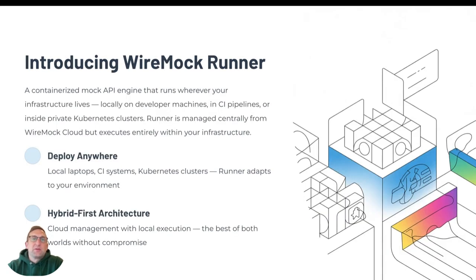So today we're introducing WireMock Runner. WireMock Runner can be deployed anywhere, whether that be local laptops, CI systems, Kubernetes clusters, you name it. It can be inside of your private networks. And we're calling this a hybrid-first architecture, where your mock APIs are managed and versioned and shared across teams for collaboration using the fully hosted SaaS platform, but you can get local execution and local recordings using WireMock Runner.